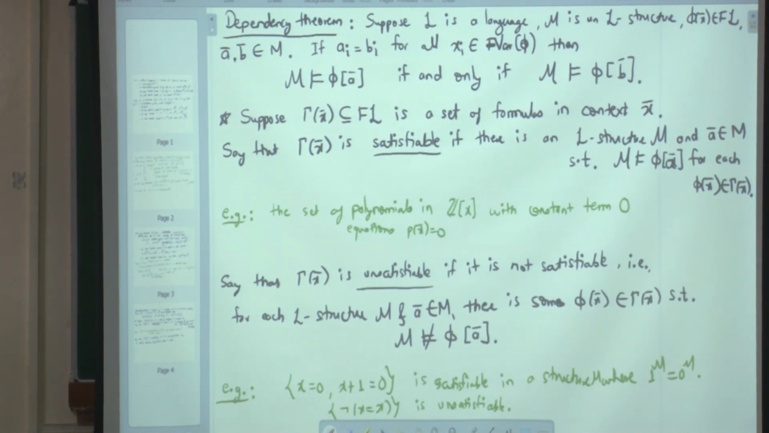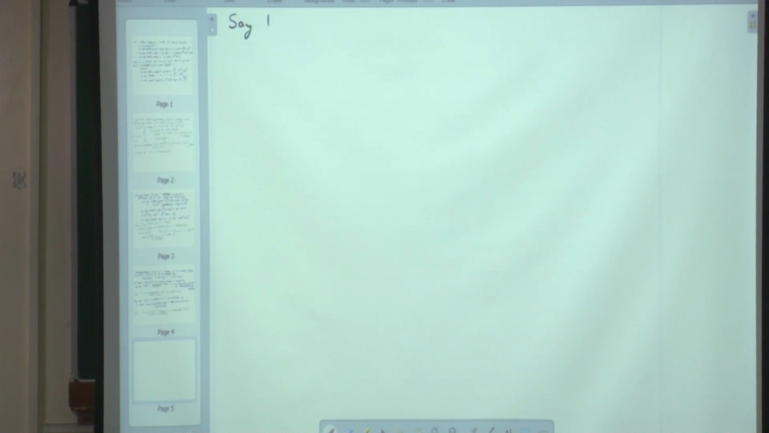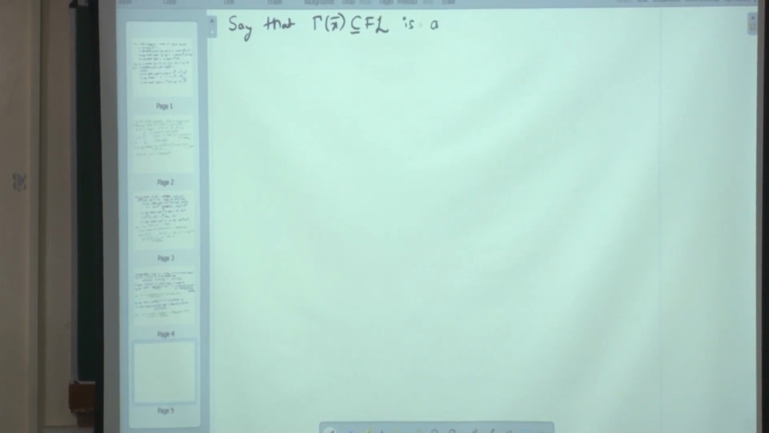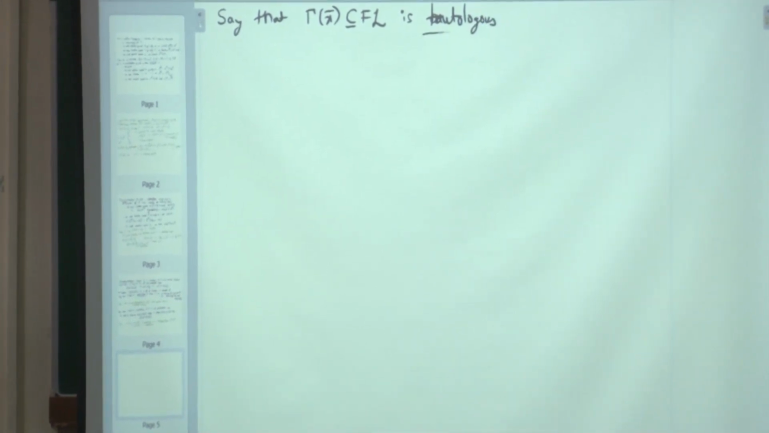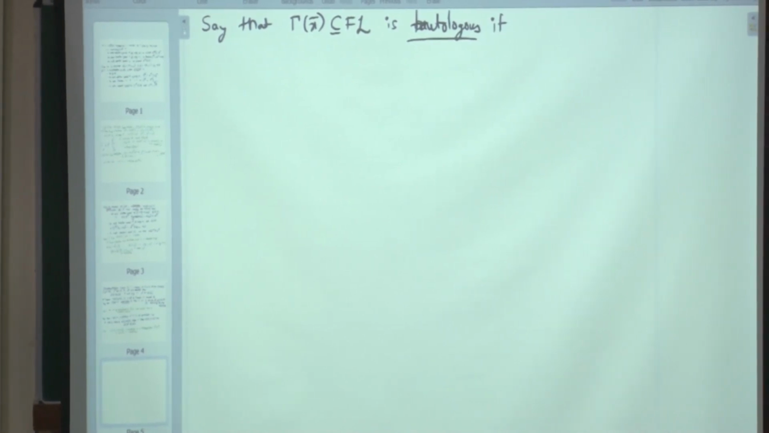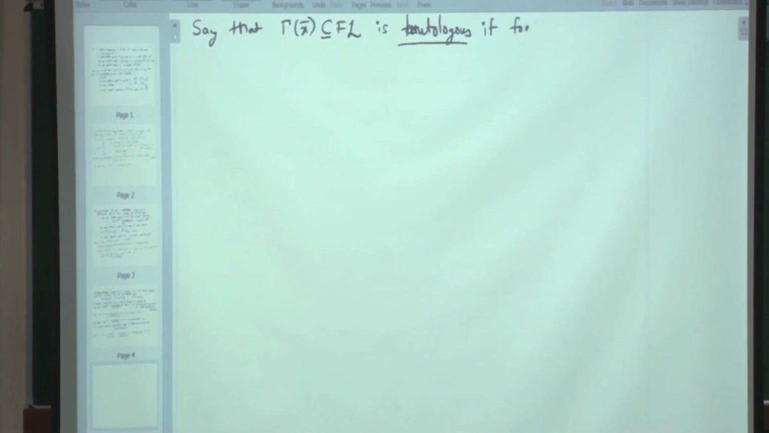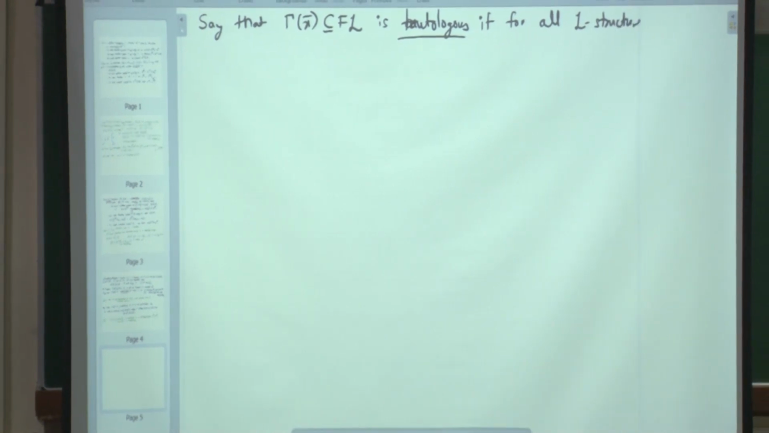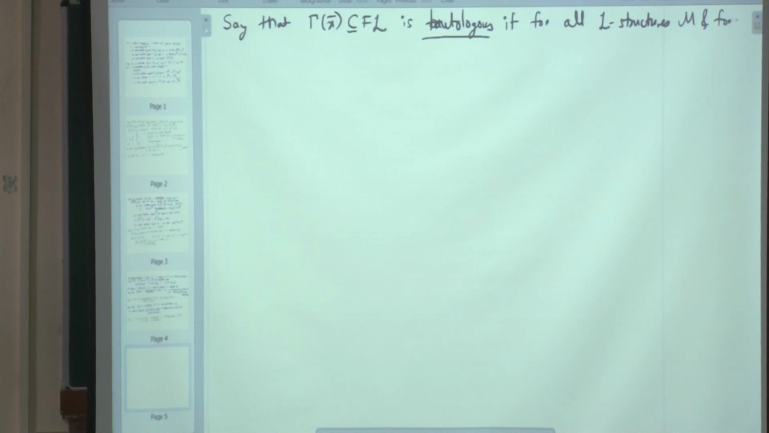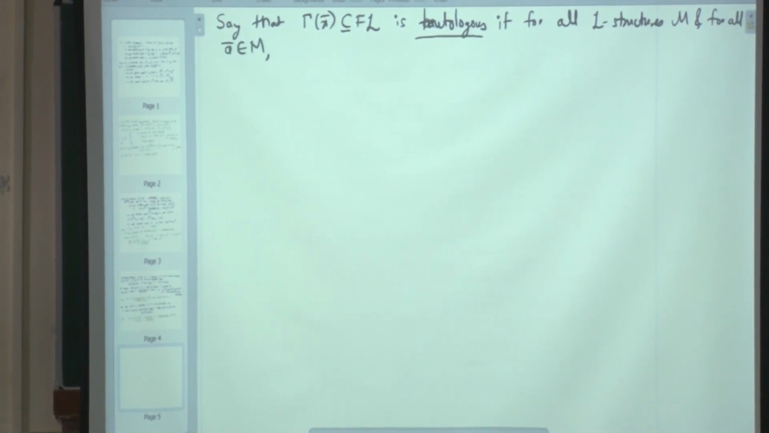All right. Now, there is one more definition missing. Satisfiable, unsatisfiable, and there is always satisfiable. What is that? Tautology. So let's define that now. Gamma is tautologous if, can you tell me what the definition should be? For all L structures M, and for all a bar in M, what should happen? M satisfies phi at a bar for all phi of x bar in gamma of x bar.